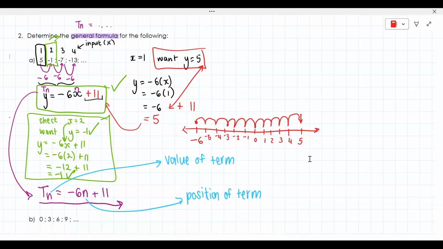Right. I'm hoping we all understand where I got -6 from. I'm subtracting 6 in order to get each of my patterns.